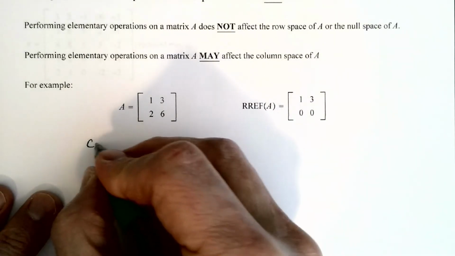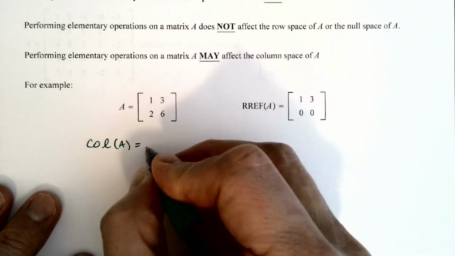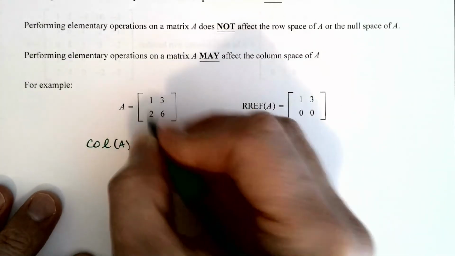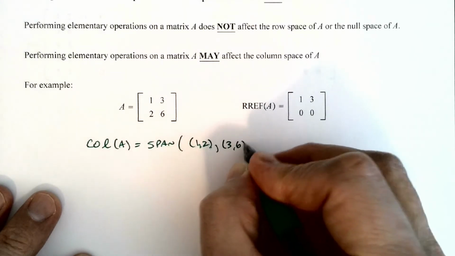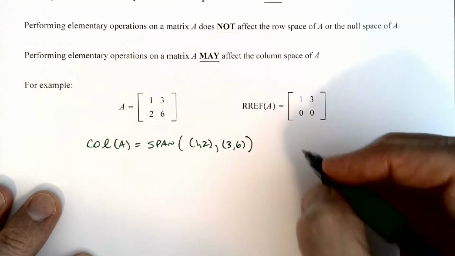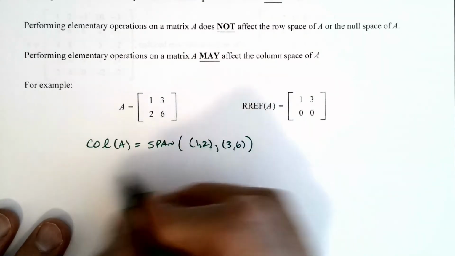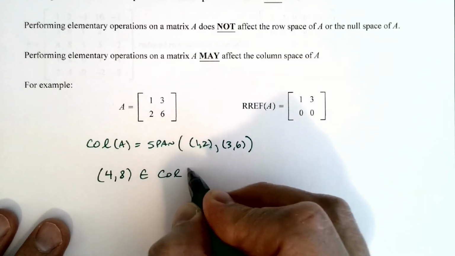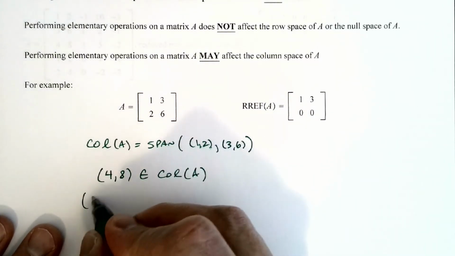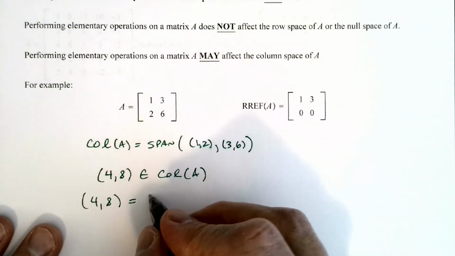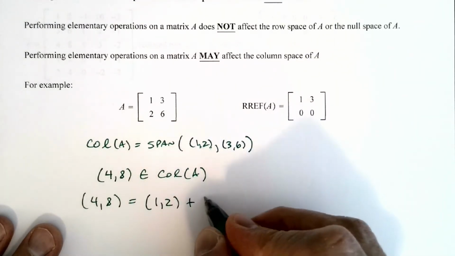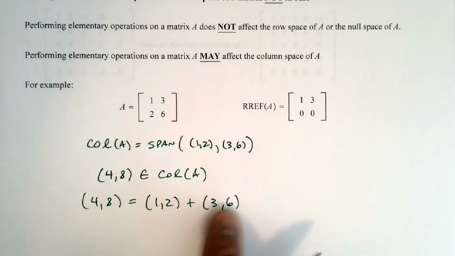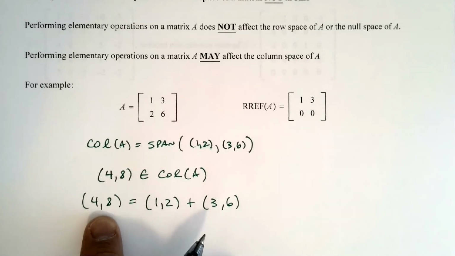So the column space of A is the span of what vectors? The vector 1, 2, that column vector, and the vector 3, 6. Now, what's an example here? The vector 4, 8 is in the column space of A. Why is that? Because 4, 8 can be written as a linear combination. In fact, just add one of each, and I get 4, 8. So if I just add the two columns together, I get this. So this has to be in the column space of A.